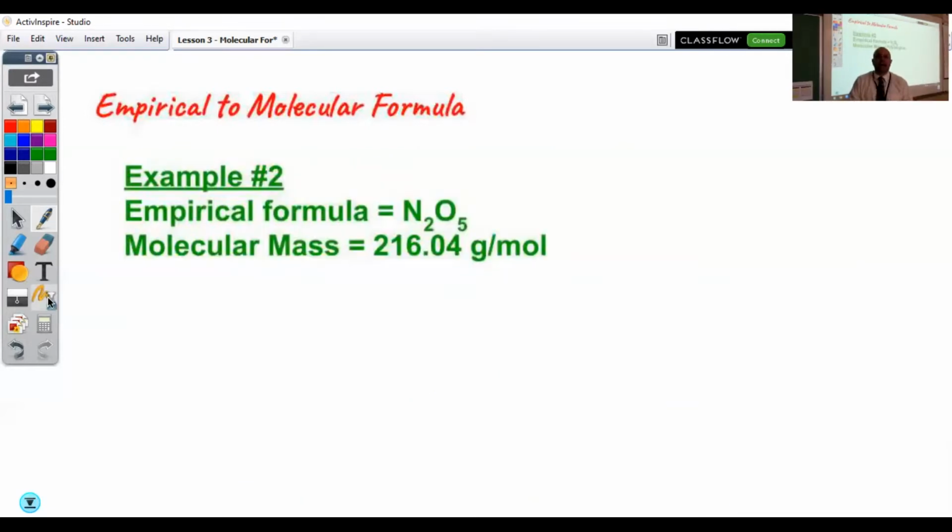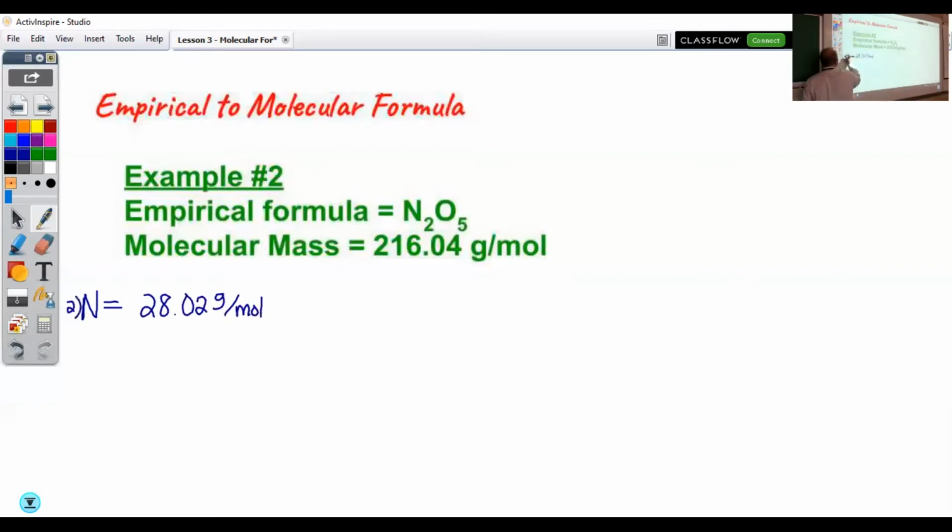Let's take a look at another example. In this case, we have an empirical formula of N2O5. So we're going to look up our value for nitrogen on the periodic table. We'll find out that nitrogen has a mass of 14.01 grams per mole, but I have 2 of them, so I'm going to use 28.02 grams per mole.